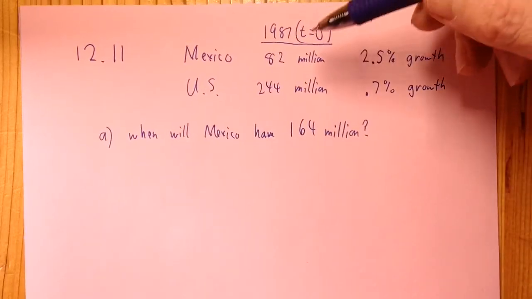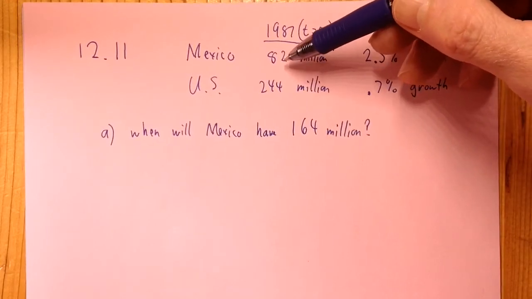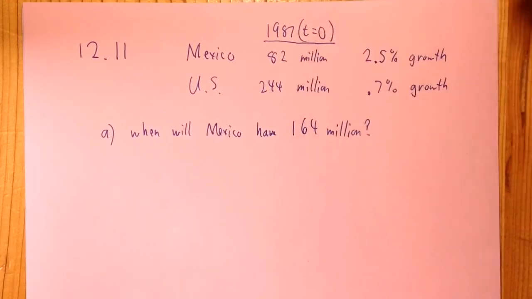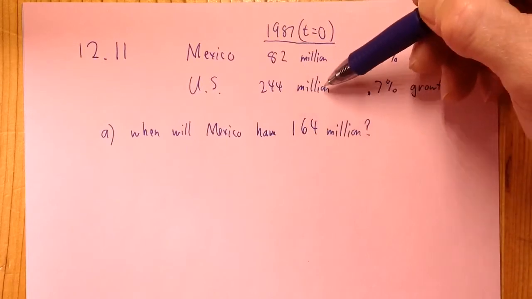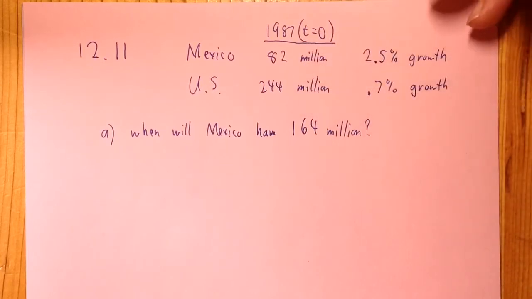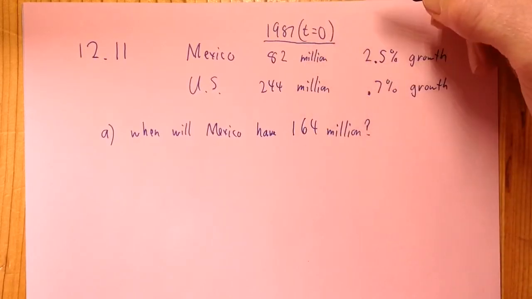Okay, so first off, we can do the numbers without the millions. We can just do it in like 82, and we know we're talking about millions. 244, we know we're talking about millions. Putting in all those zeros is just a hassle, and we just have to remember we're dealing with millions.